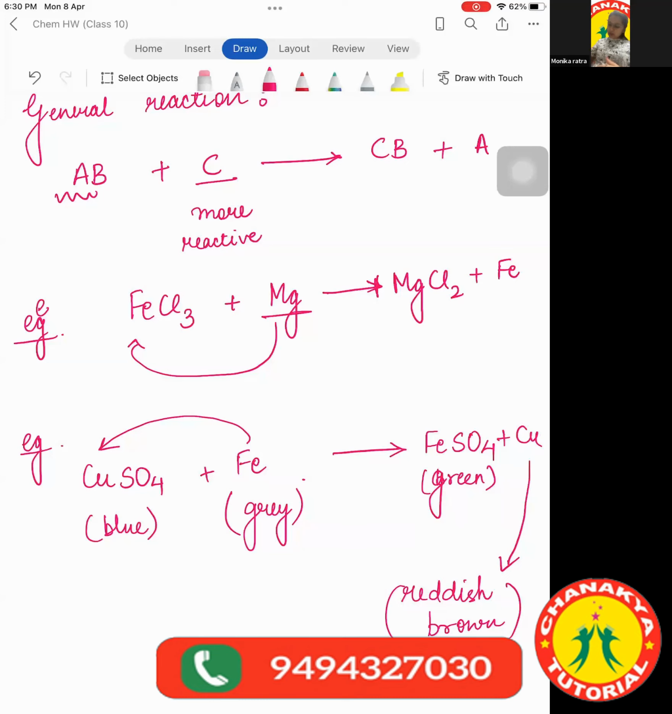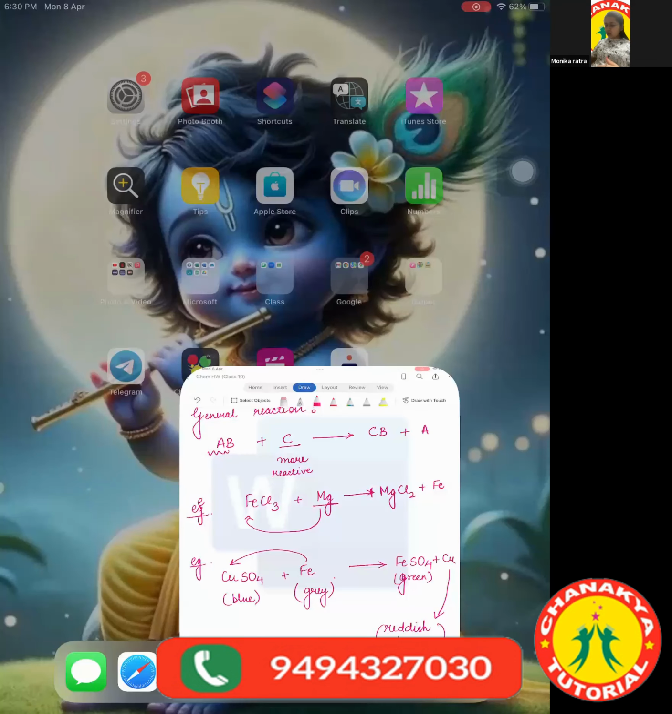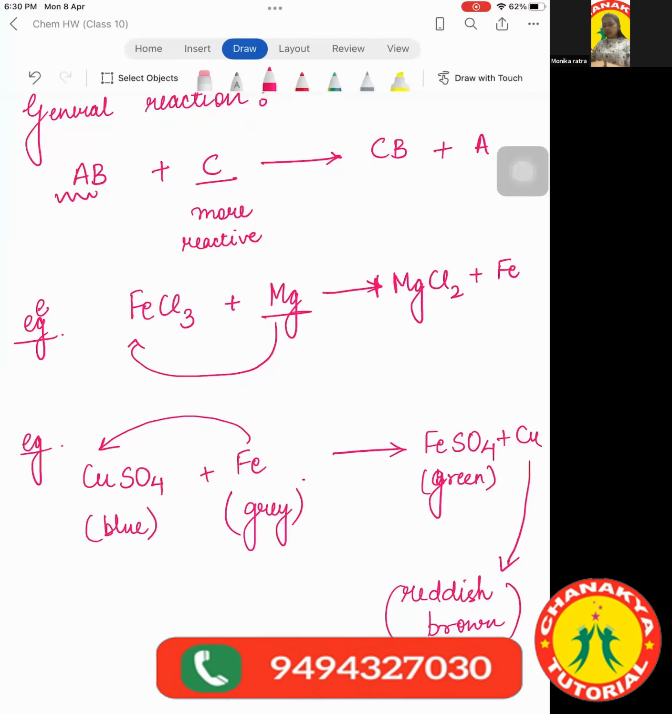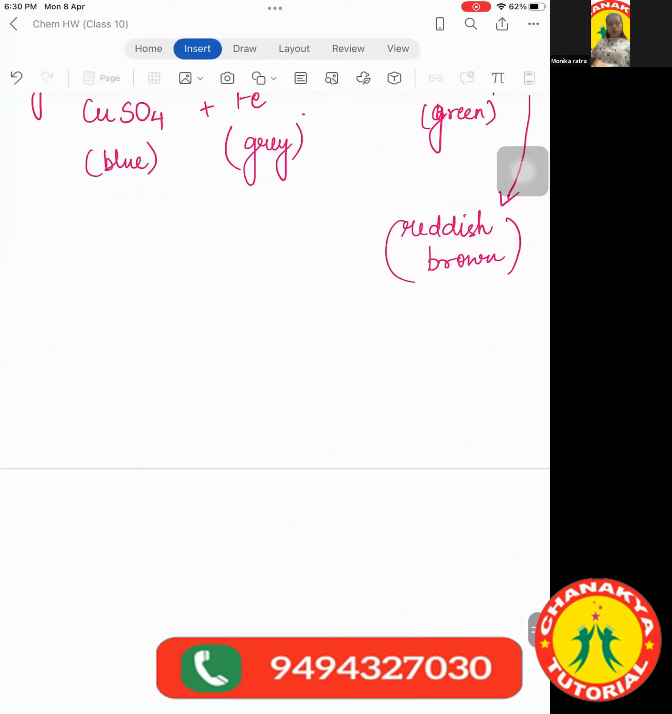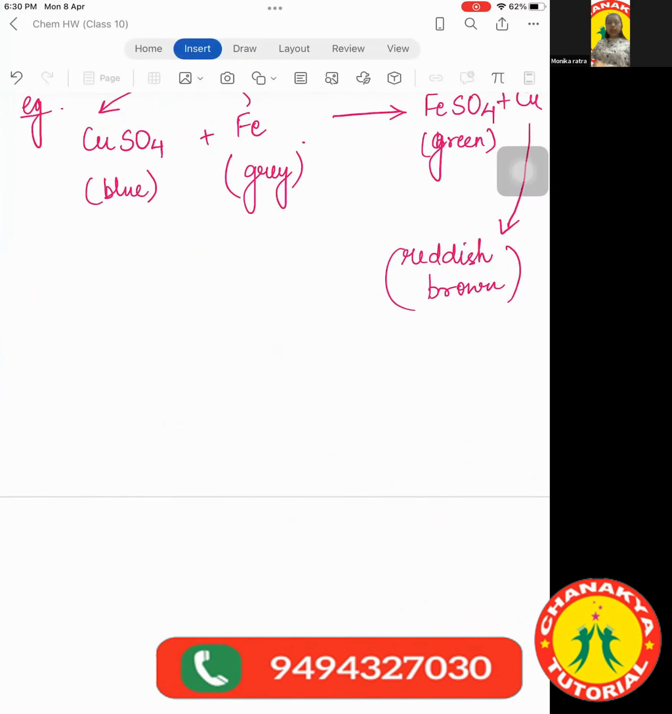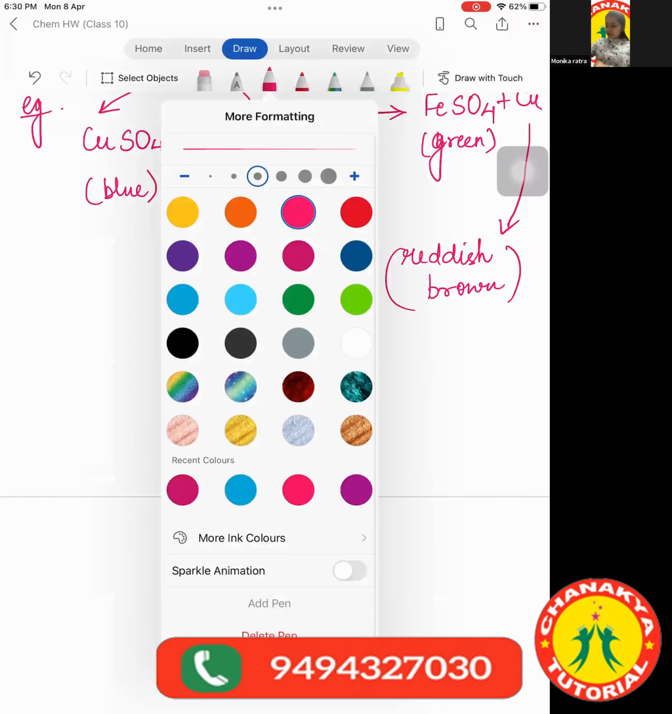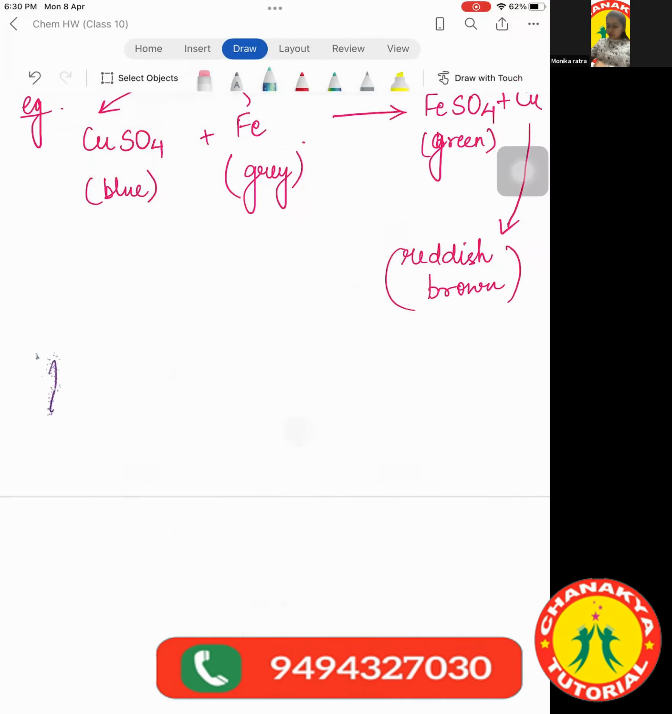We decide by using what? By using a reactivity series. Okay, children? So there is a series of metals in which the metals are arranged in the decreasing order of the reactivity. I'll tell you about the reactivity series now.